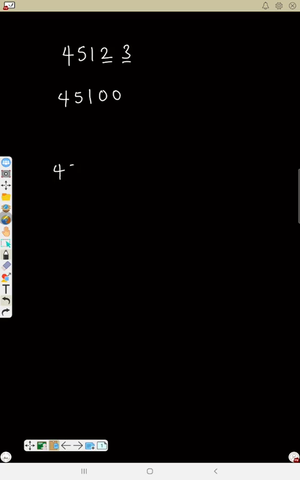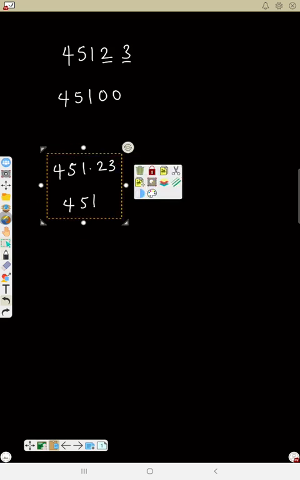But if it is 451.23, then 3 significant figures is simply 451. Don't say 451.00, just 451. But if there is no decimal, change all the remaining numbers to zeros. So that is it.